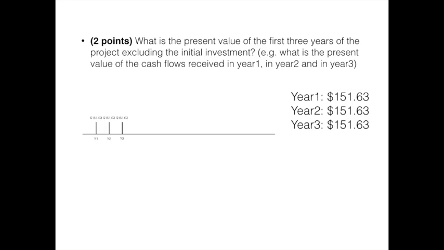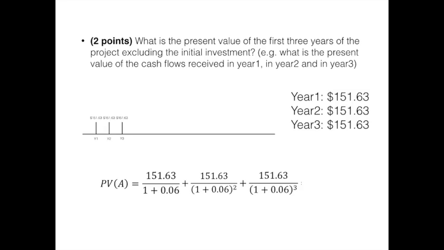Okay. Then I ask you, what is the present value of the cash flows received in year 1, year 2, and year 3? These are these cash flows, and this is how they look on our timeline. Well, you just need to calculate the present value of the first cash flow plus the present value of the second cash flow plus the present value of the third cash flow. And that's it. This is the present value of the first 3 cash flows.